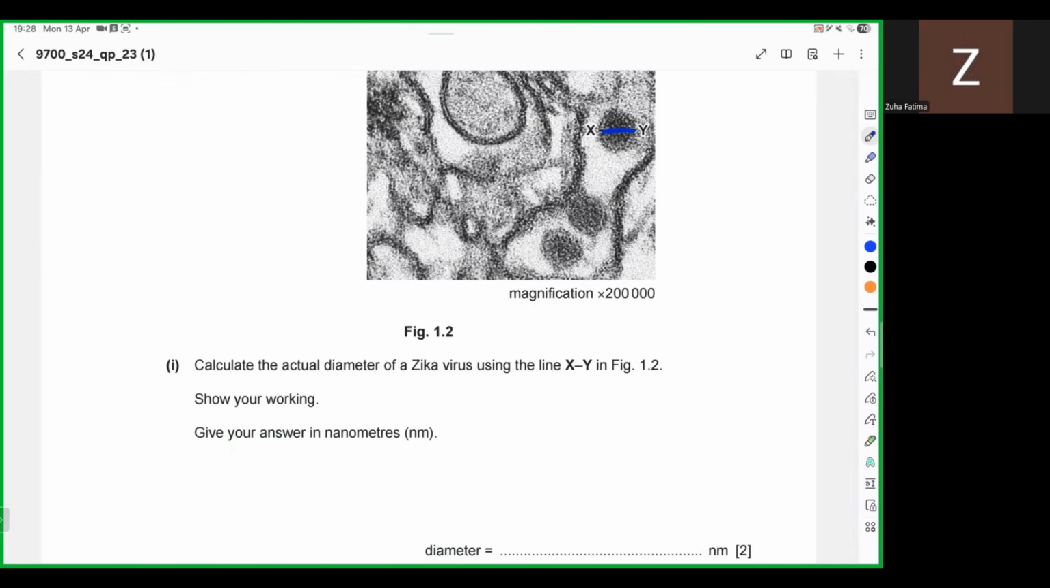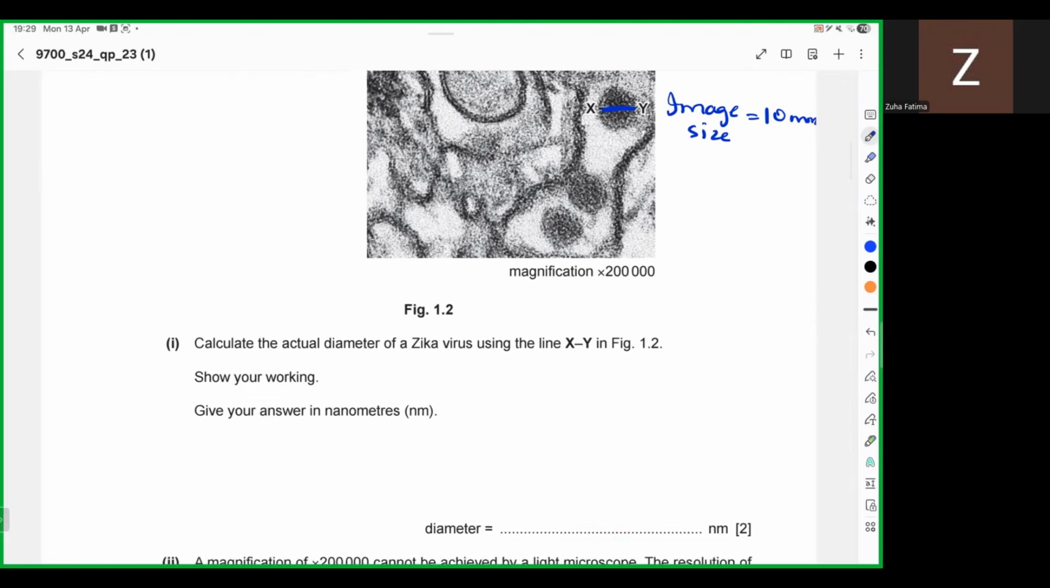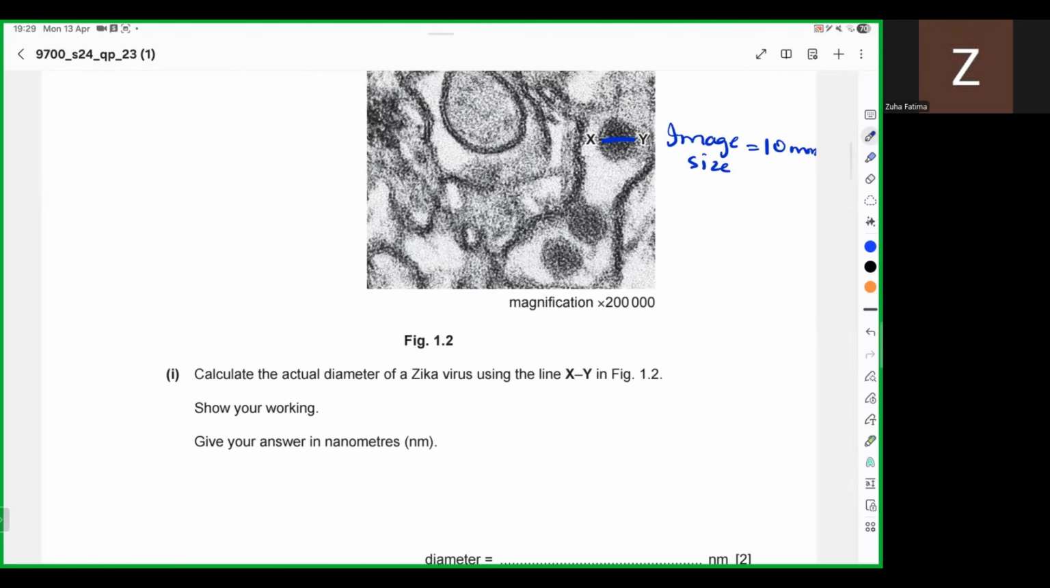So basically you will place a ruler against the line XY. The image size would come out to be 10 millimeters. Now we have to give our answers in nanometers. We can do the whole working and convert our answer to nanometers, or you can convert the image size value, which you measured as 10 millimeters, into nanometers. So it's up to you if you want to do the conversion initially or afterwards.